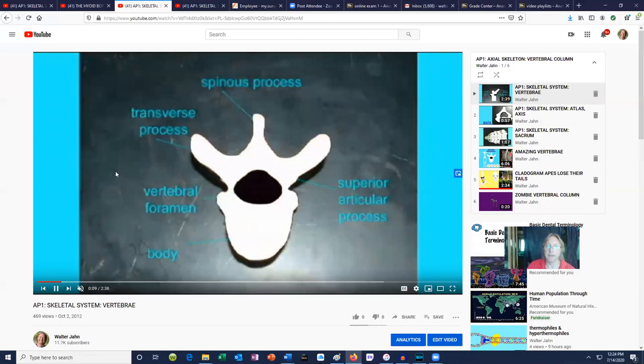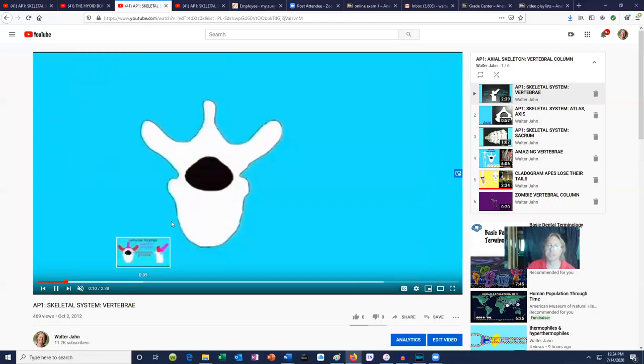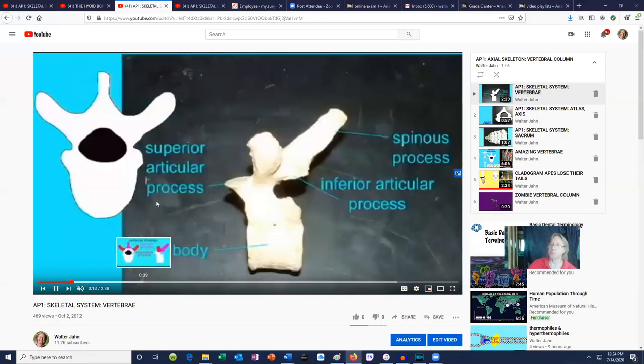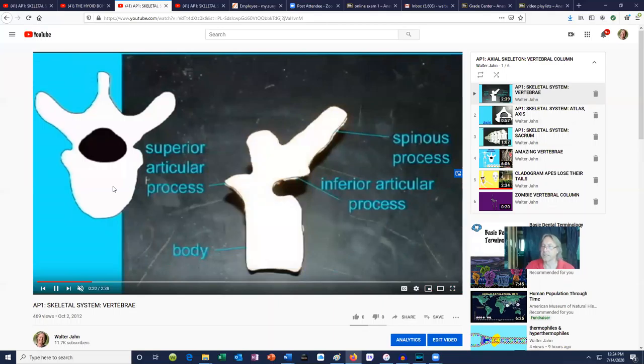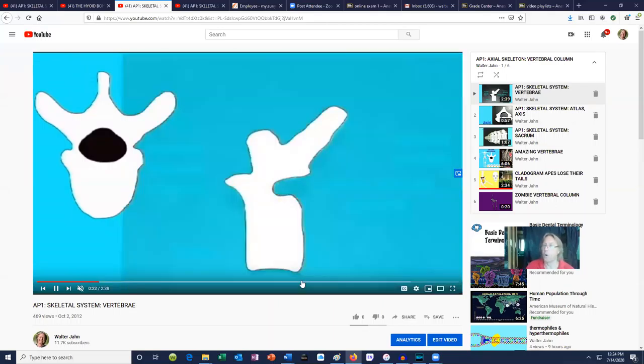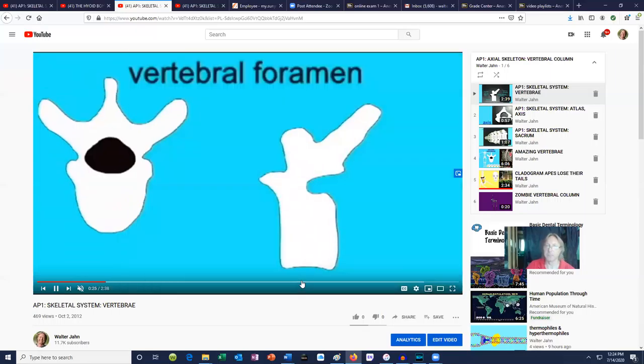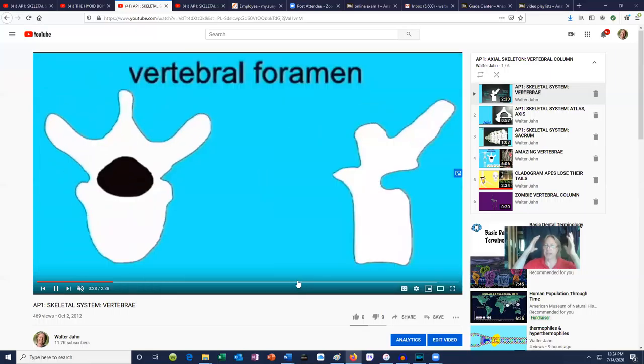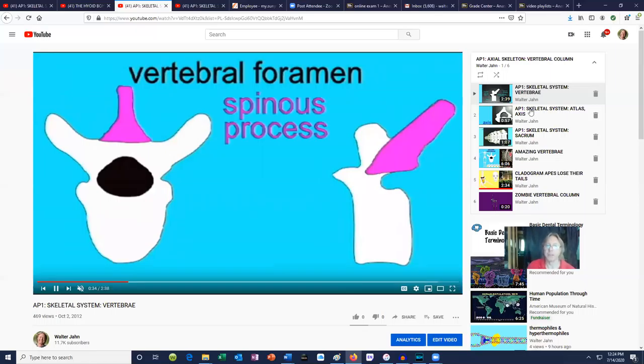Many of the vertebrae are individual separate bones, although in two areas they have fused. And if we wanted to discuss the vertebrae, we could name certain parts. So there is a hole through which the spinal cord passes, just as the brain is protected by the cranium. The spinal cord is protected by the vertebrae because it's passing through this vertebral foramen.